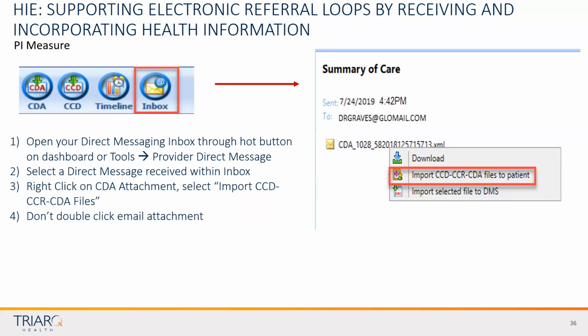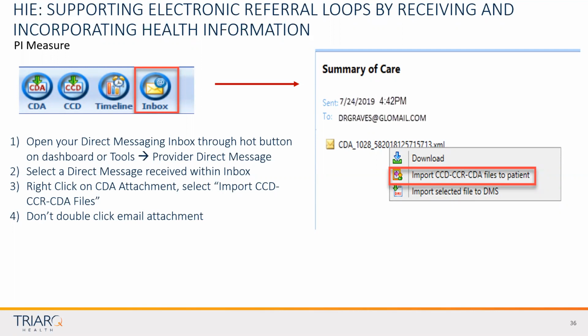So for a lot of us who are incorporating and receiving this information, it's going to be some kind of CDA attachment. When I select my email, I'm going to want to right-click on my CDA email attachment, that tiny little envelope that you see on the right-hand side there. When I do a single right-click, I'm going to get this drop-down list of download, import CDA, import selected file. I'm going to select the second one, the import CCD, CCR, CDA files to patient.